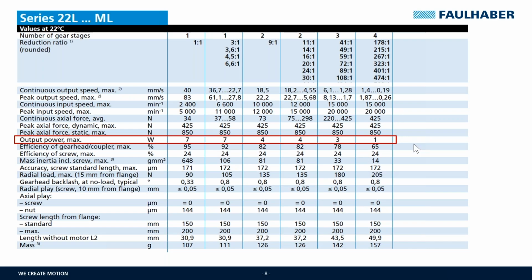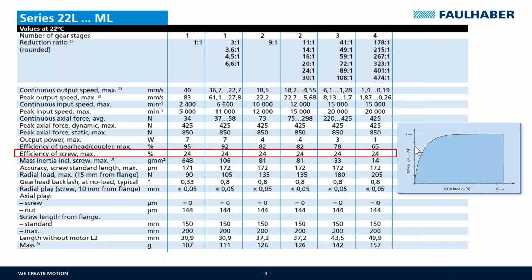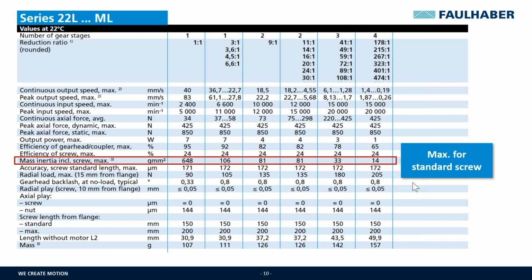The output power is a result of output speed and force, and the efficiency of the gearhead and the screw. It's important to understand that overall efficiency of a drive system is the multiplication of each component's efficiency, and it is not constant. The published value is the maximum corresponding to the maximum continuous force. At low load, the efficiency is lower and close to zero.